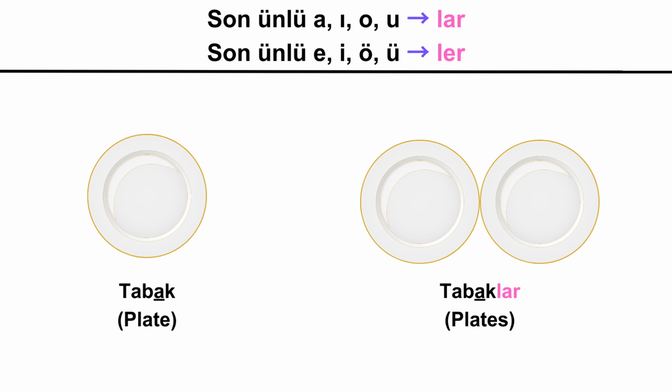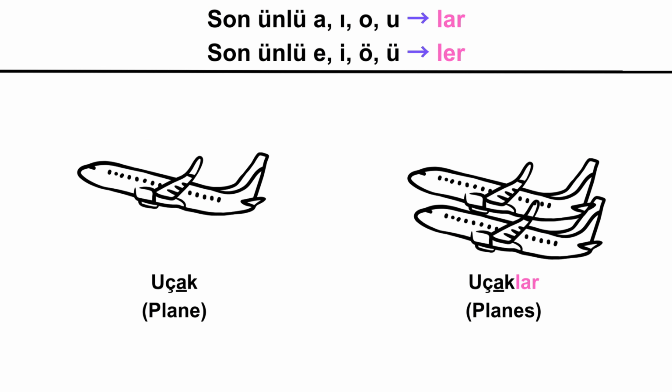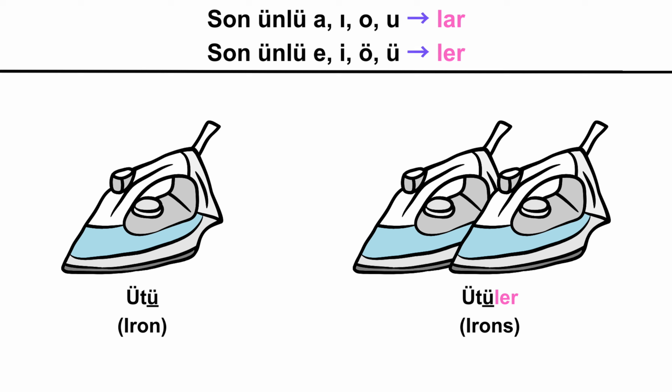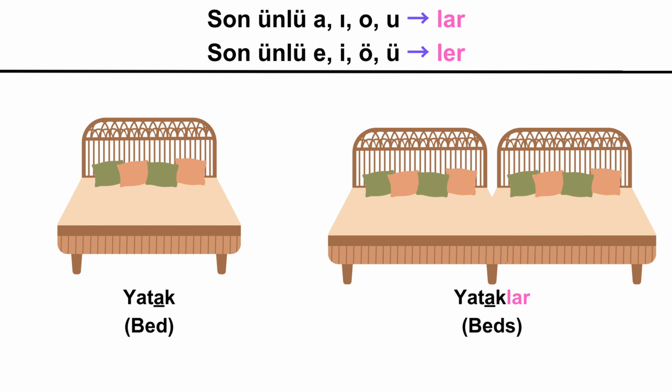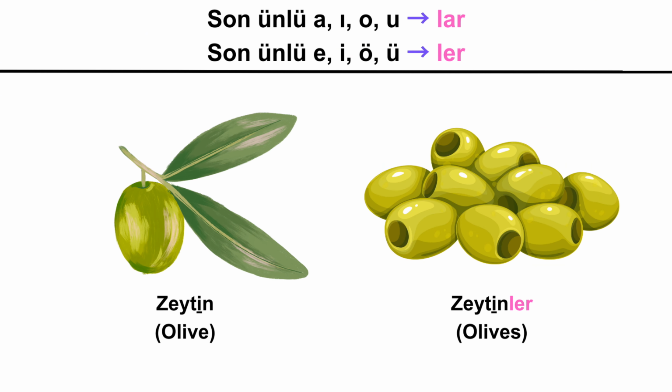Tabak, tabaklar. Uçak, uçaklar. Ütü, ütüler. Vazo, vazolar. Yatak, yataklar. Zeytin, zeytinler. Now let's look at the quiz together.